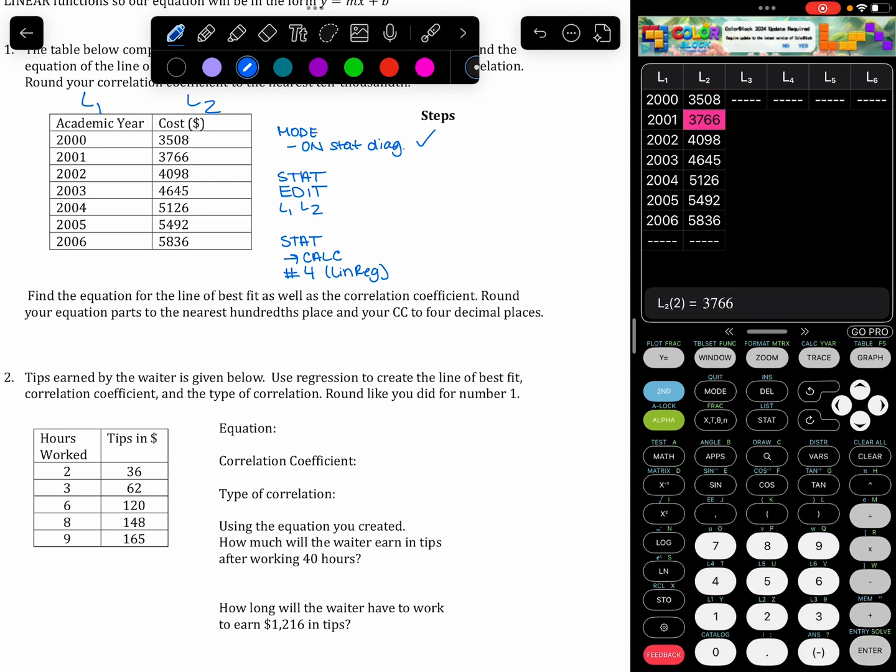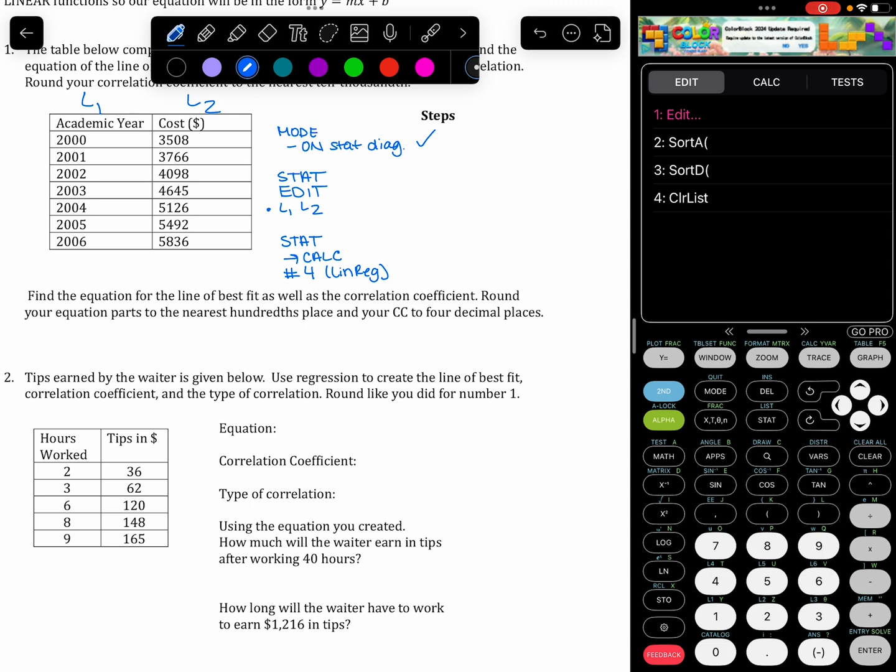Okay, now I do want you to go back anytime that you do this and double check. See, I actually typed the first one in incorrectly. This should be 3508, not 3580. 3766, 4098, 4645, 5126, 5492, and then 5836. Perfect. Okay, so now that everything is done, I just finished my L1 and L2 column. I don't touch anything. I don't have to hit enter.